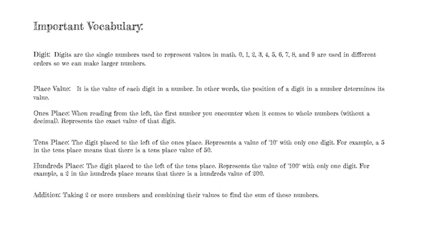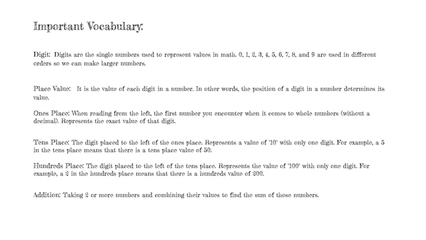Digit. Digits are the single numbers used to represent values in math. So 0 through 9 are used in different orders, so we can make larger numbers. Place value, the value of each digit in a number. In other words, the position of a digit in the number determines its value.